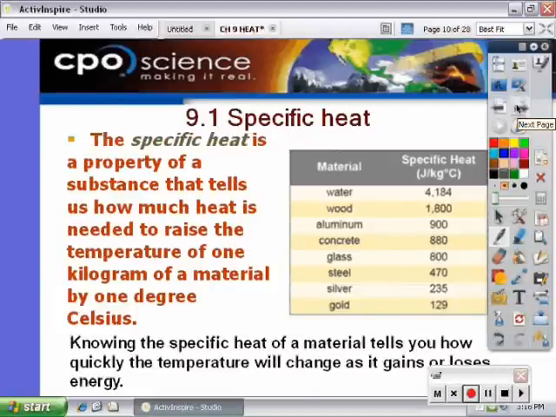Specific heat. Specific heat is a property of a substance that tells us how much heat is needed to raise the temperature of 1 kilogram of a material by 1 degree Celsius. This is kind of like a trademark to specific things. Every material has its own specific heat, so you can kind of gauge what it is. Knowing the specific heat of a material tells you how quickly the temperature will change as it gains or loses energy. So the higher the specific heat, the longer it takes to lose or gain the energy. So gold is only 129. Means it's going to heat up very, very quickly, but it's also going to cool down very quickly.